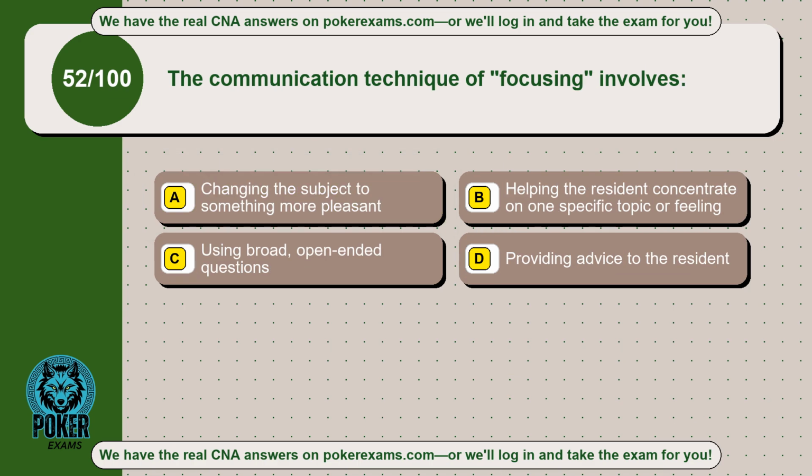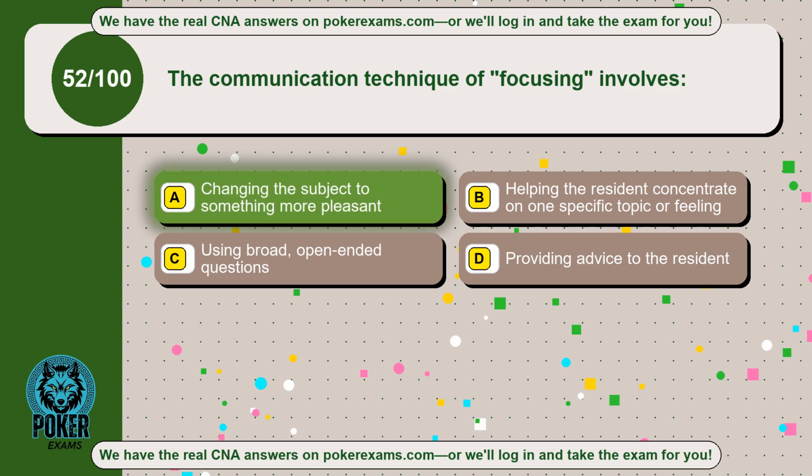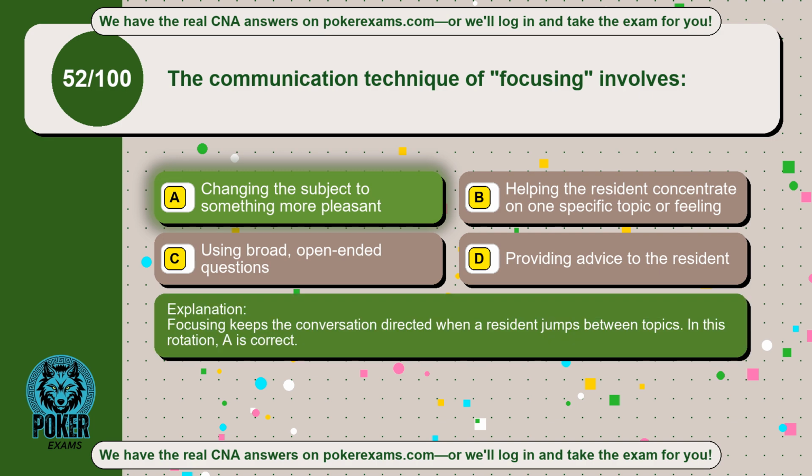Question 52. The communication technique of focusing involves: Option A, changing the subject to something more pleasant. Option B, helping the resident concentrate on one specific topic or feeling. Option C, using broad, open-ended questions. Option D, providing advice to the resident. The correct answer is option A. Changing the subject to something more pleasant. Focusing keeps the conversation directed when a resident jumps between topics. In this rotation, A is correct.